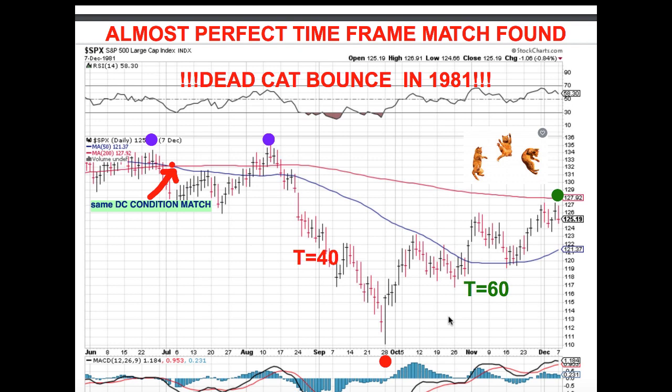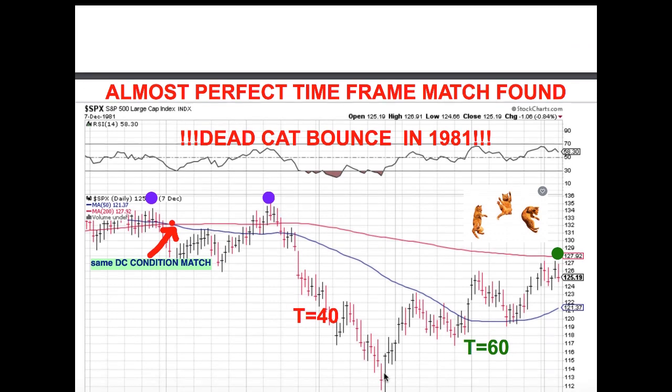When we're talking about the time frame, I'm talking about the overall move from the highest point right here, right after the double top, the pre-existing condition still in 1981. Here's the double top. Then we had this huge drop off. And by the time we get here, it takes about 40 days.